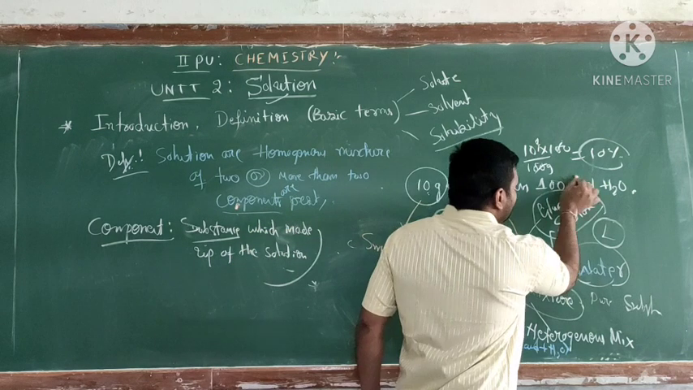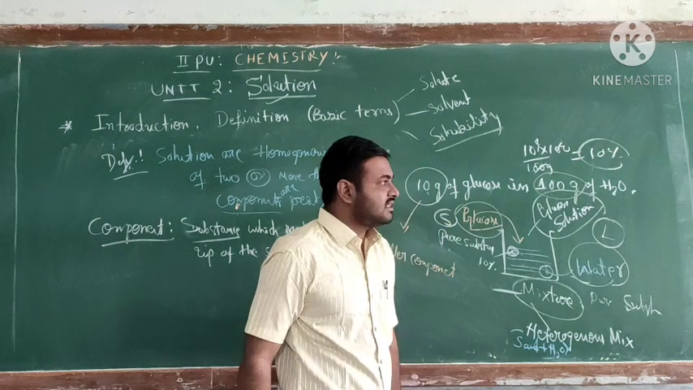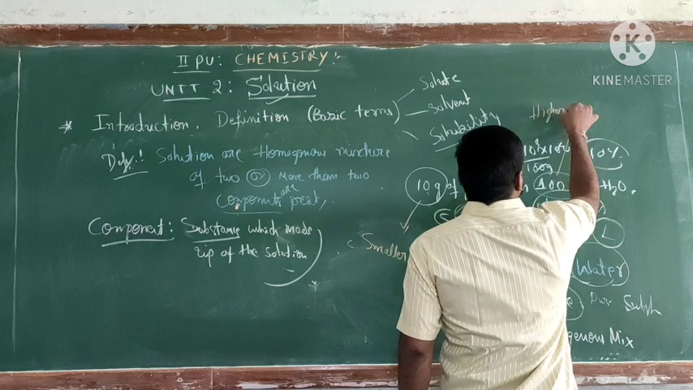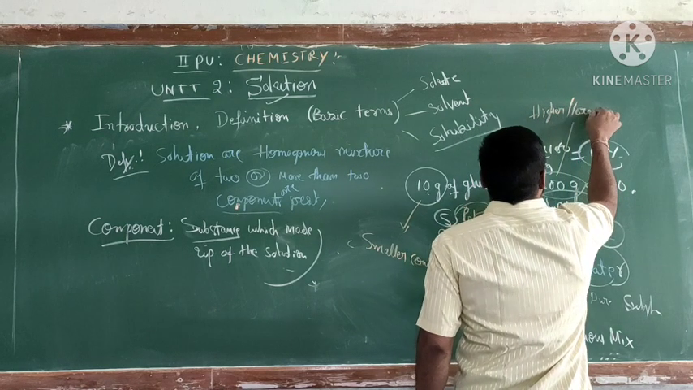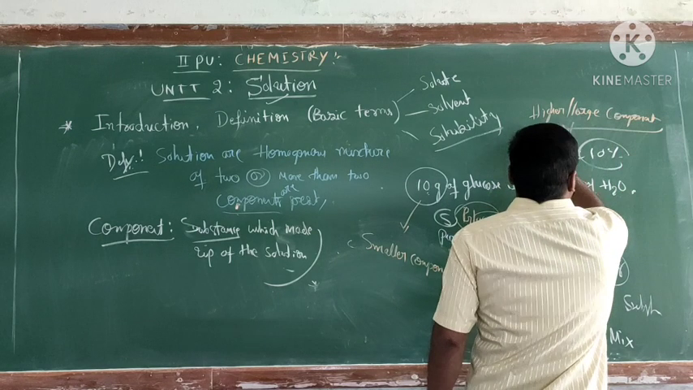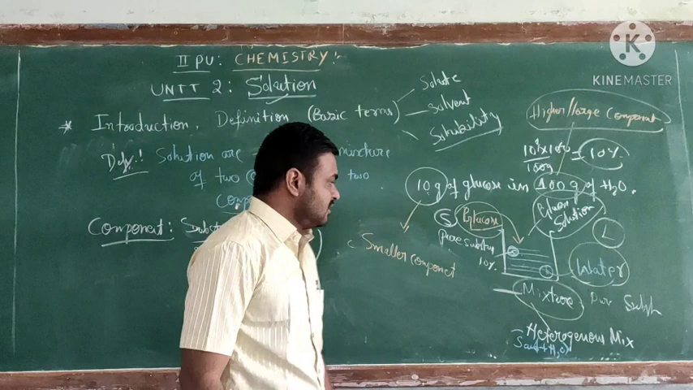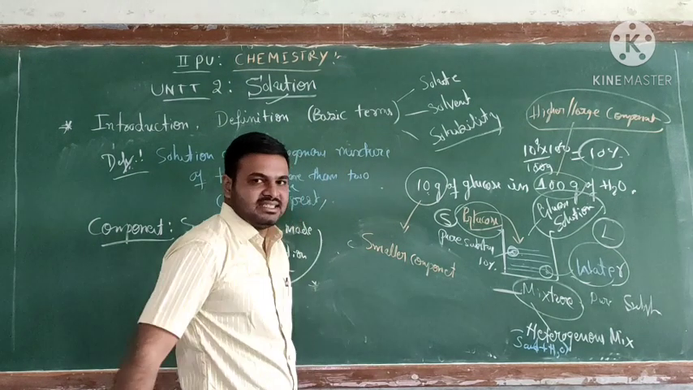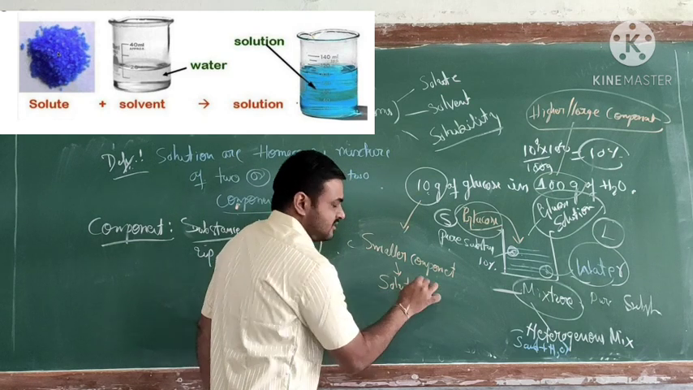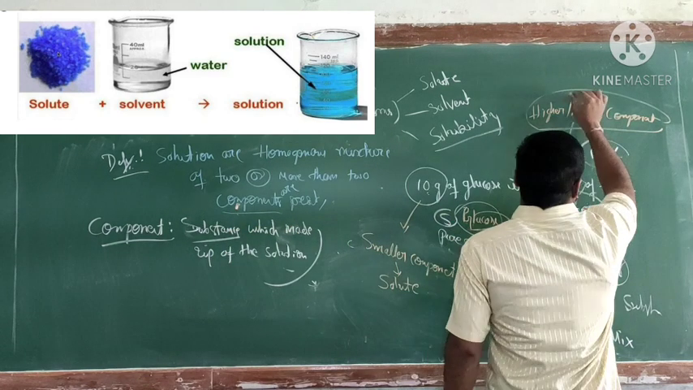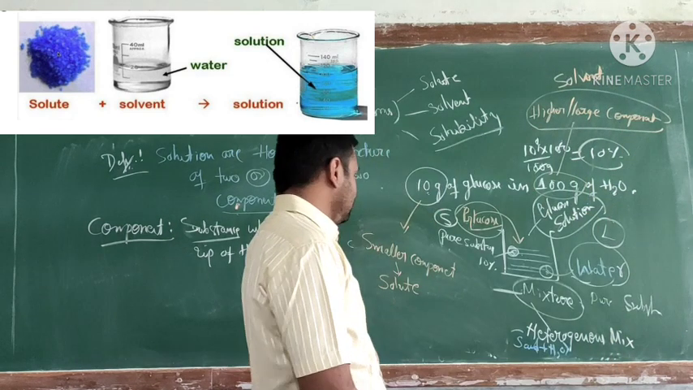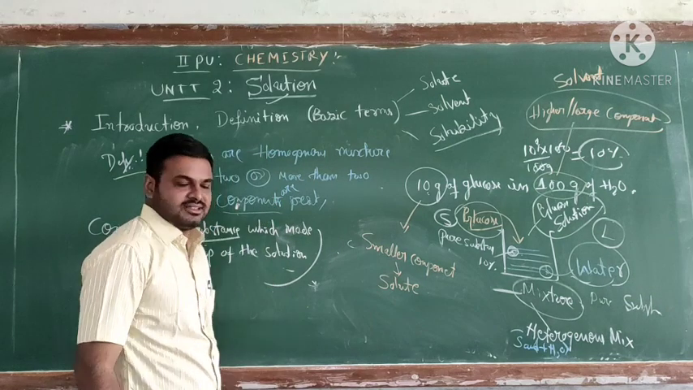Okay. What about 100 gram of water? It's having a higher, large component. Okay, so smaller components are called what? Solute. Larger components are called what? Solvent.